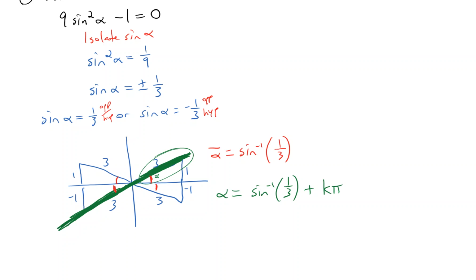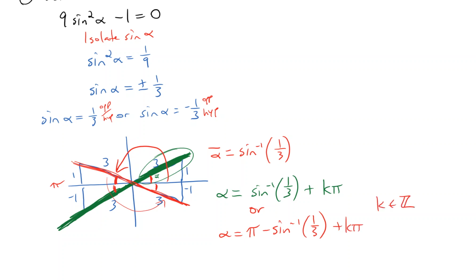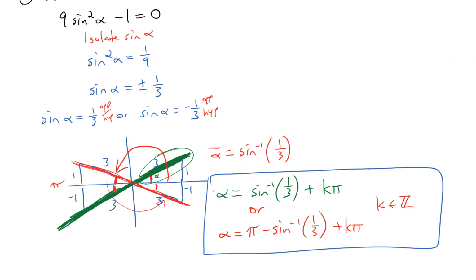Now let's do red and describe these guys. So the first angle is this guy. So alpha could be that, which is just short of pi. In fact, it's pi, because here's pi. And then I need to subtract my reference angle. So pi minus sine inverse of 1/3. And because these two red angles are separated by pi, I'll do plus k pi for that. And then I'll just state that, well, k has to be an integer. And that describes all of the possible angles that alpha could be.